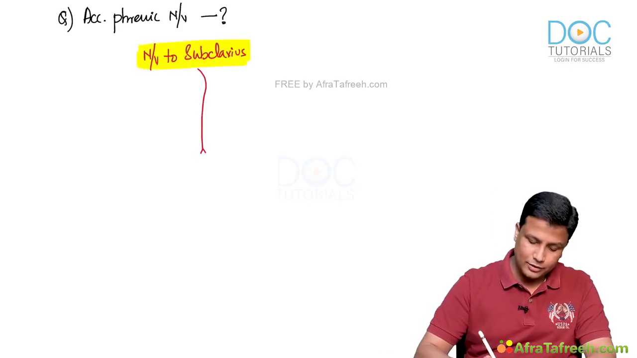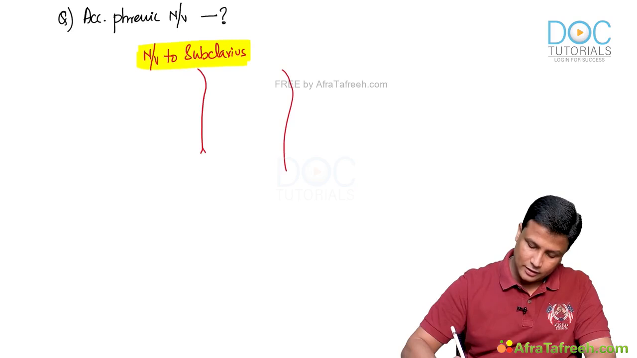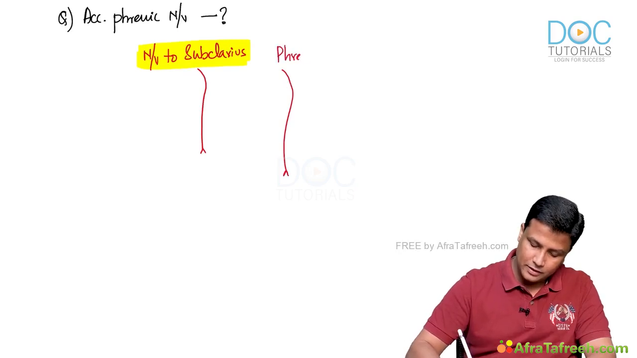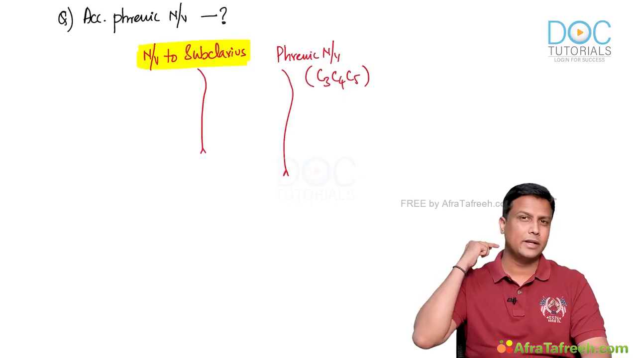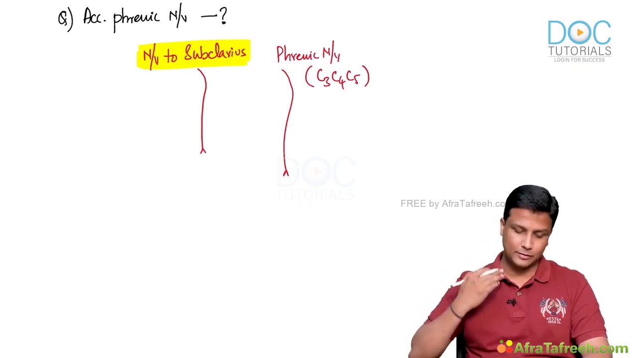And we also know about the phrenic nerve. The phrenic nerve is the one which supplies the diaphragm. And the phrenic nerve originates from where? It begins from C3, C4 and C5, and the phrenic nerve will go down to the diaphragm.